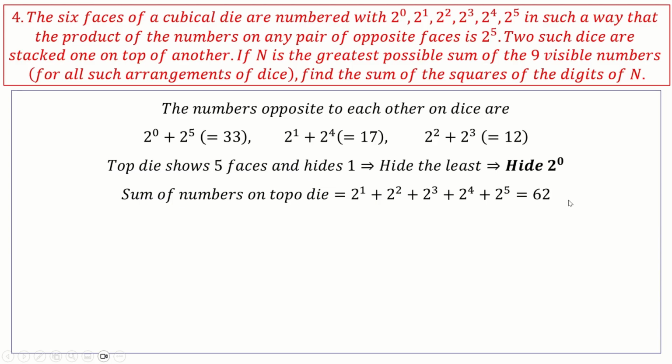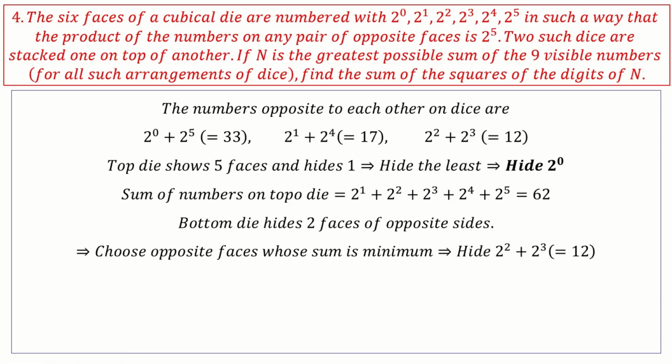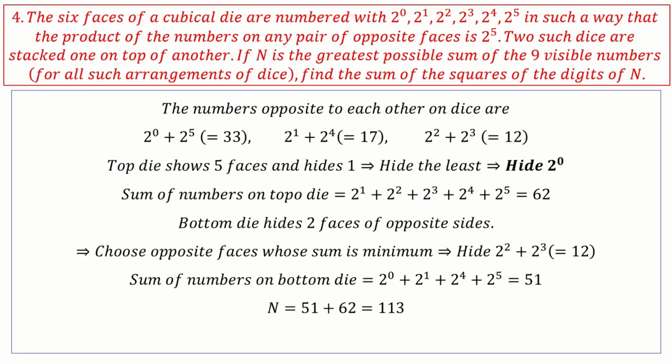Now the bottom die has two faces closed, so I should consider whichever are the minimum values to be hidden. So that is 2 to the power of 3 and 2 to the power of 2. These should be hidden faces, and the other 4 should be open. Correct. So if I hide these, the sum on the bottom die is 2 to the power of 0 plus 2 to the power of 1 plus 2 to the power of 4 plus 2 to the power of 5, which is 51. So the total is 51 plus 62, which is 113.